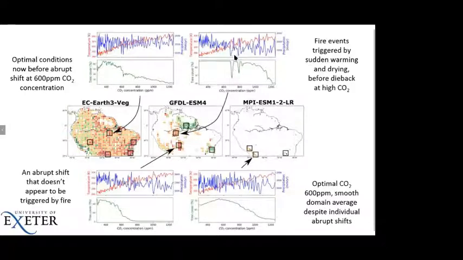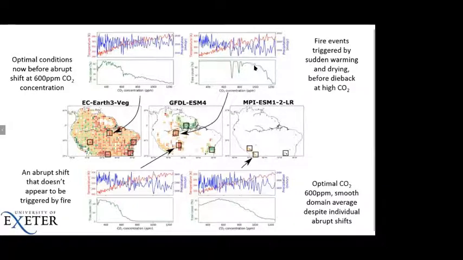Now, if we look at the temperature and the precipitation again, before this abrupt shift, you've got a sudden increase in the temperature and also a sudden decrease in the precipitation. What this might indicate is that the conditions are more susceptible to fire events, so this might well be a fire-triggered abrupt shift. And likewise, after this regrowth period, we might have another fire-triggered event at around 800 parts per million.